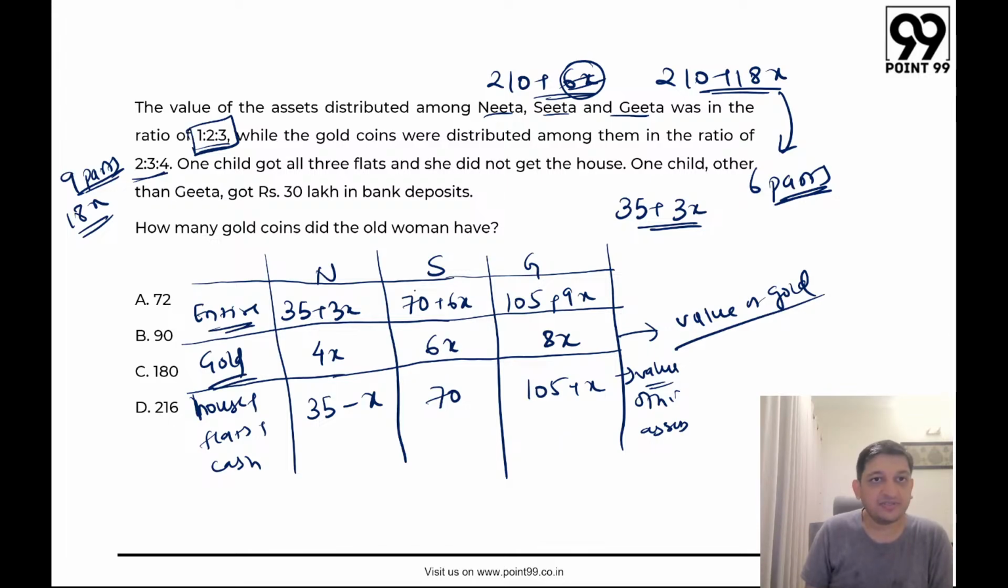Now what else have been told? One child got all 3 flats, meaning 90 lakhs worth of flats, but did not get the house. One child other than Geeta got 30 lakh in bank deposits. So first let's look at the 90 lakhs of flats. Now this person has got less than 35 lakhs, all this combined. So she cannot get all the flats, because the flats themselves would have been worth 90 lakhs. So she has got 35 minus x, meaning this person Neeta has definitely not got the 3 flats.